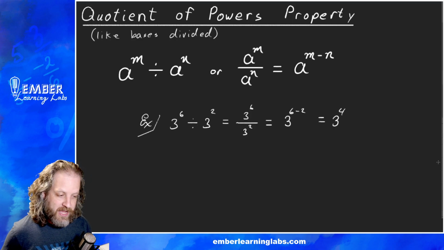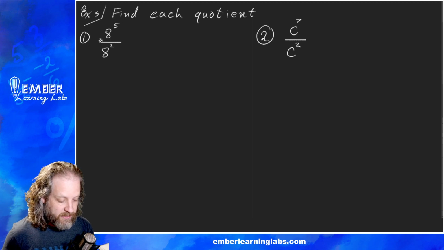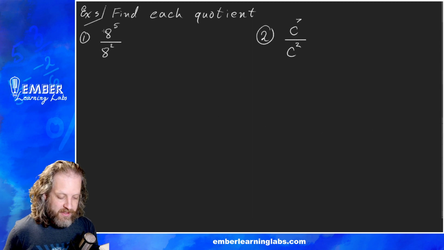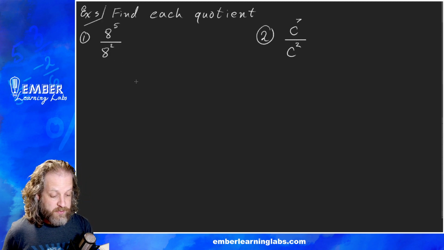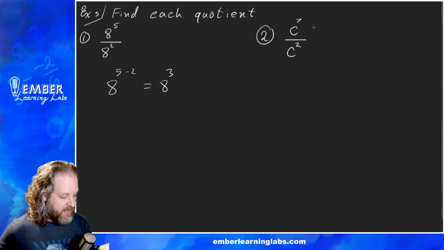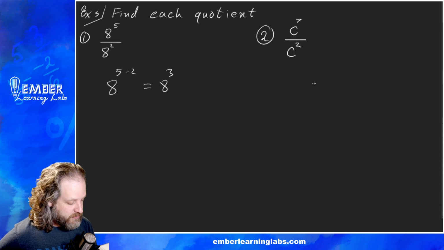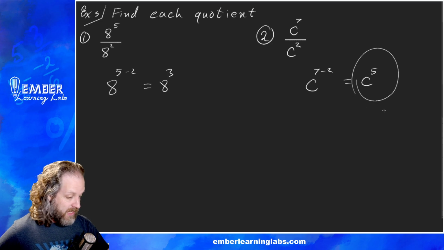Let's do a couple examples, and then we're going to be finished. All right, we're going to find each quotient. So we've got like bases divided here. They both have 8 as the base, so we're going to subtract those exponents. So this is going to turn into 8 to the 5 minus 2, so that would equal 8 cubed. All right, same thing over here. We've got like bases divided. We're subtracting those exponents, so it's going to turn into c to the 7 minus 2, which would equal c to the 5th.